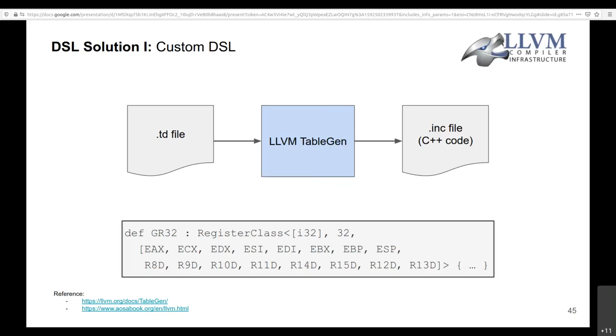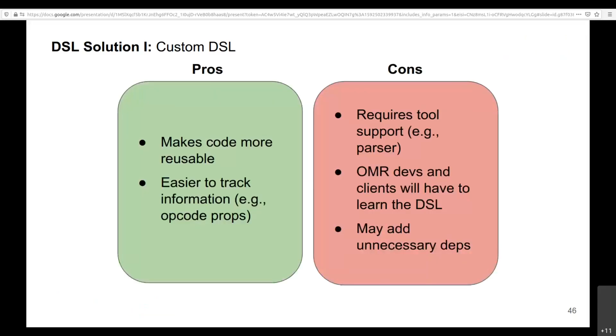For example, the x86 backend defines a register class named GR32 that holds all of its 32-bit registers. So if a certain instruction needs to use one of these registers, it can reference this particular definition. TableGen doesn't have to be directly used in OMR. It just gives us sort of an inspiration or a concept of what a domain-specific language we could devise on our own. For example, in our own DSL, we could add additional constructs for extensibility so that we can reuse some of the opcode information.